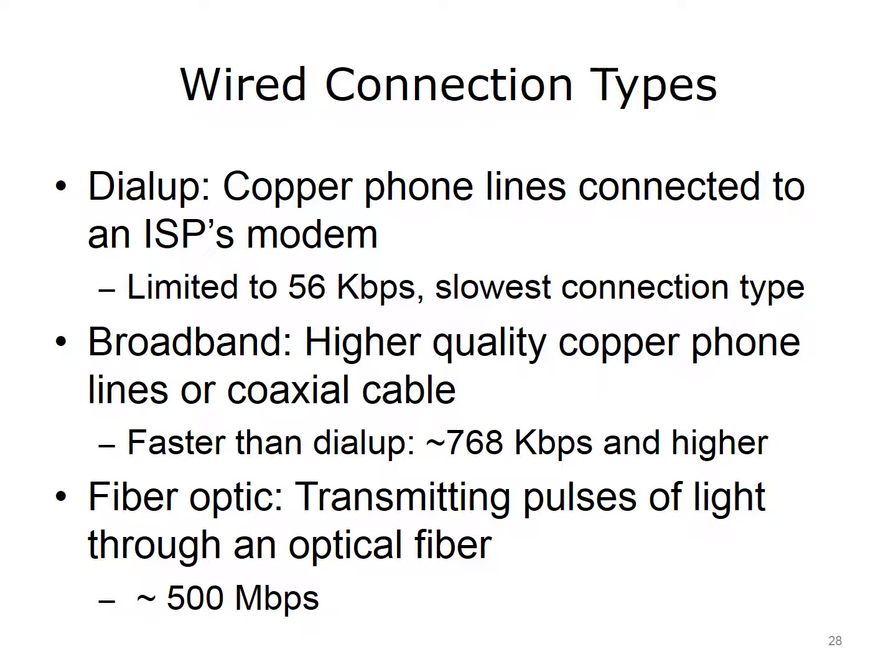Broadband connections have higher quality copper phone lines, perhaps even coaxial cable, also known as coax cable. Broadband is faster than dial-up and runs in the approximate speed range of 768 kilobits per second or higher. Fiber optic communications transmit information by sending pulses of light through an optical fiber. Fiber optic speed range is around 500 megabits per second.